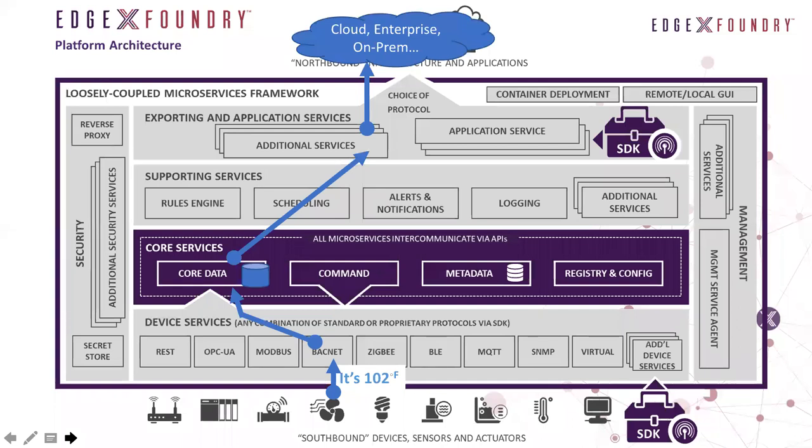Could be a cloud system. For example, we send data to Amazon. It could be to an on-prem application, something like one of your on-prem factory systems that are actually monitoring and managing what's going on in terms of maintenance on the factory. It really is up to you at that point where the data goes, but the application and exporting services allow us to get it there in a form and a shape that you need it.